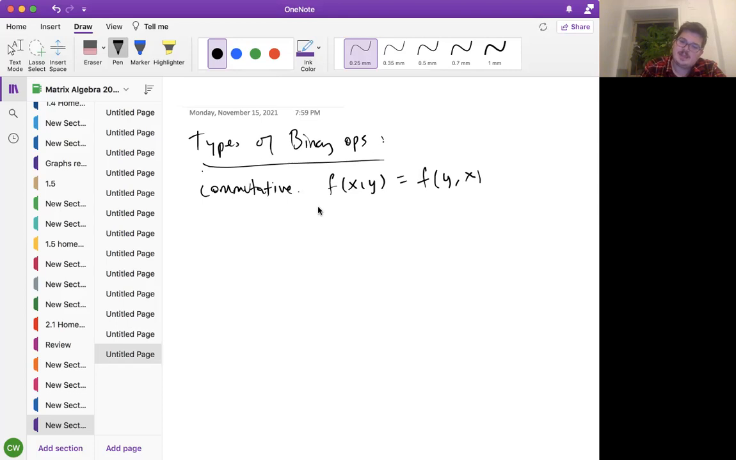Addition, yeah. X plus y is equal to y plus x. Multiplication, right? xy is equal to yx. Can someone give an example that's not commutative?